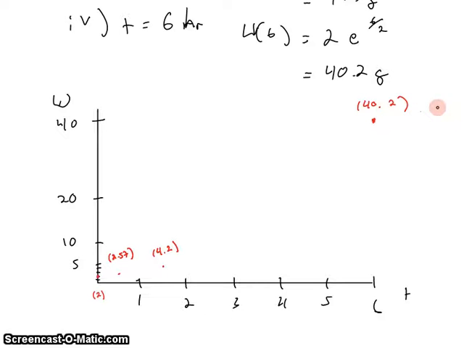So what does this look like? Well, it's an exponential curve. It looks something like that. Some sort of exponential growth.